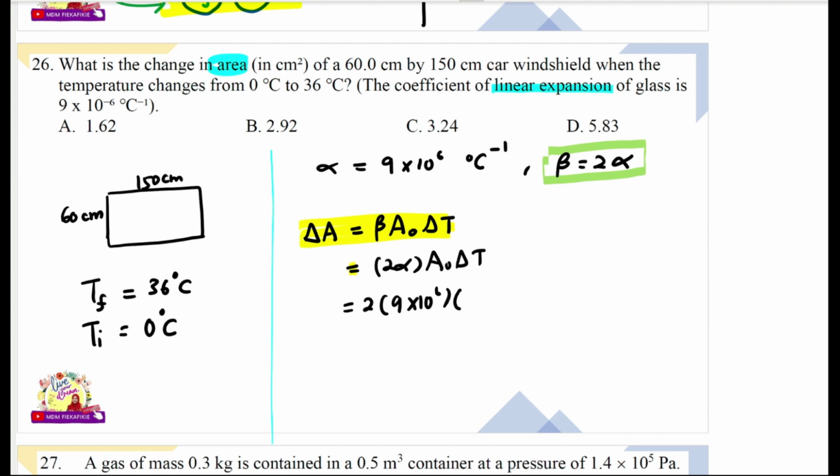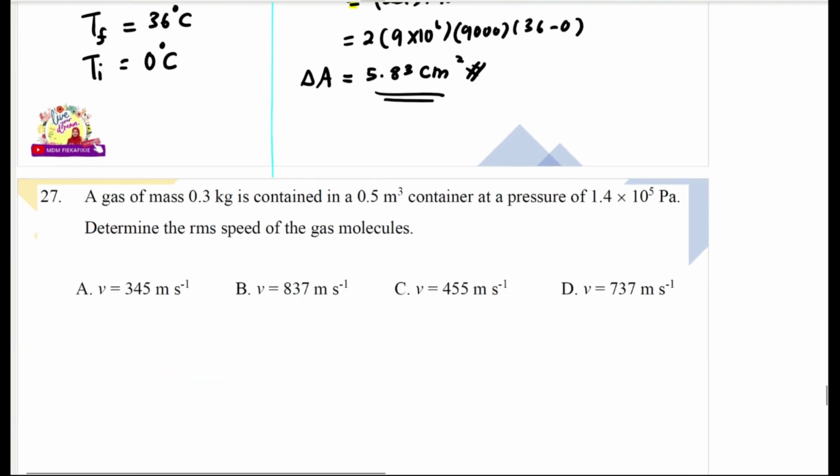Okay. So kalau kita kira, saya akan dapat berapa tu? 60 times 150. So is it 9,000? Awak cuba kira. Okay. 60 times 150. Okay, so betul lah 9,000. So 9,000 and 36 minus 0. So delta A is equal to 5.83 centimeter squared. Okay, so the answer is D. Senang je kan? Okay, question 27.